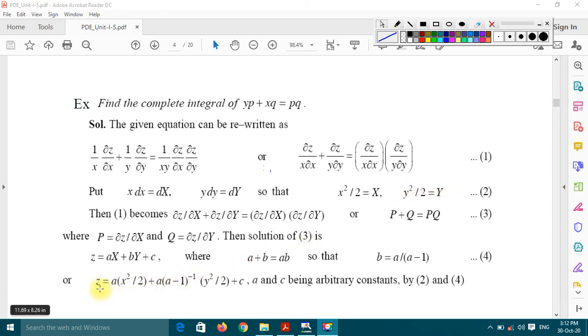So now substitute and simplify it. We get Z is equal to A x square by 2 plus A (A-1)^(-1) y square by 2 plus C, where A and C are arbitrary constants. So this is our complete integral, or complete solution, of the given differential equation. Okay, I will stop here.